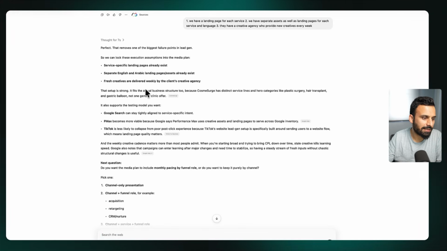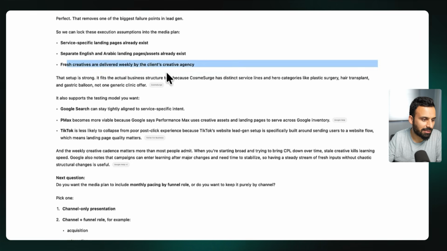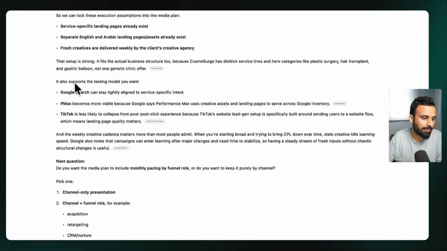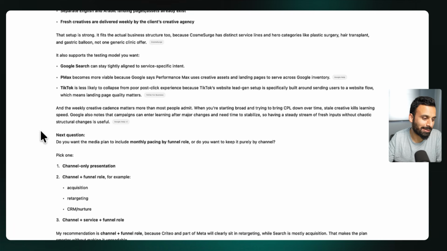Now, selling it perfect, that removes one of the biggest failure points in lead gen. Fresh creatives are delivered, it's supposed to be the testing mode you want. It's giving you a lot of information. Like, you can really become a superstar if you just read everything.